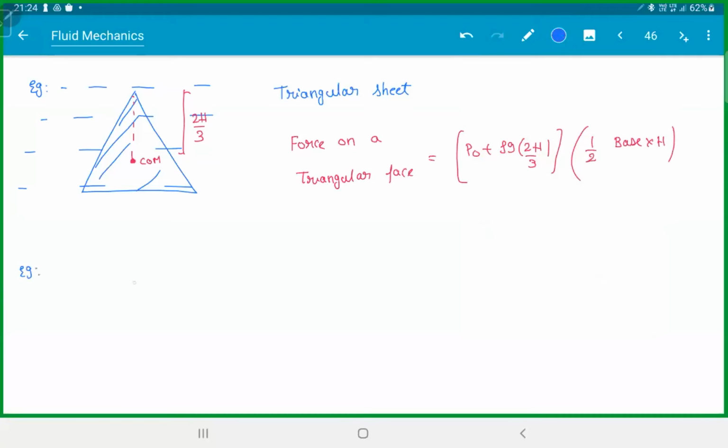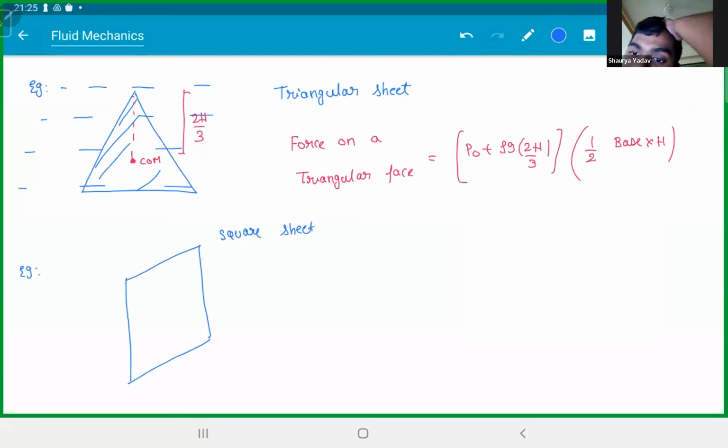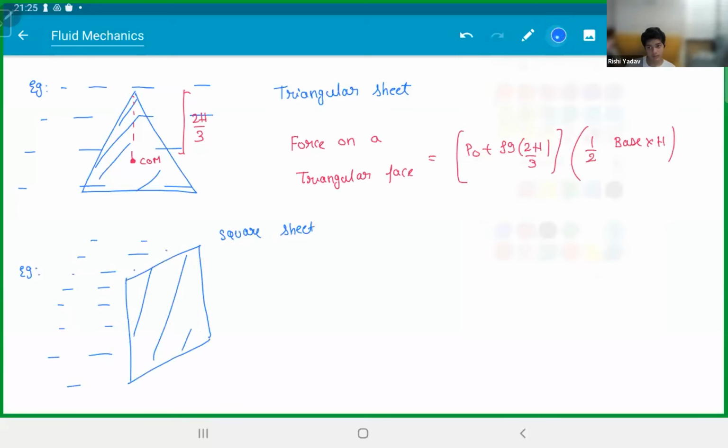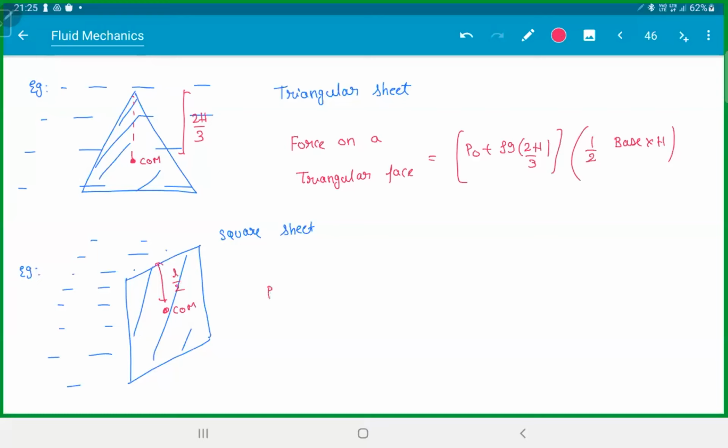If I take one more example, a square sheet. Where is the center of mass of a square sheet? The intersection of the diagonals, the center. So this will be L by 2. So P naught plus rho g L by 2 into area L square. That's the force on a square sheet. You're getting it? You can just take the center of mass and finish it off.